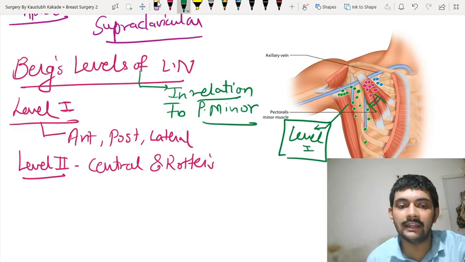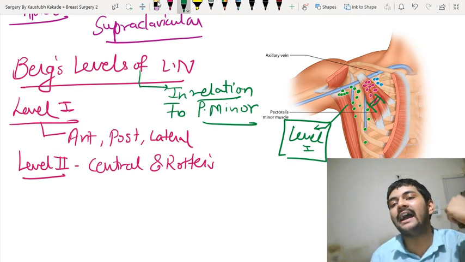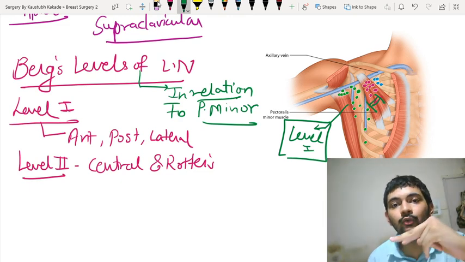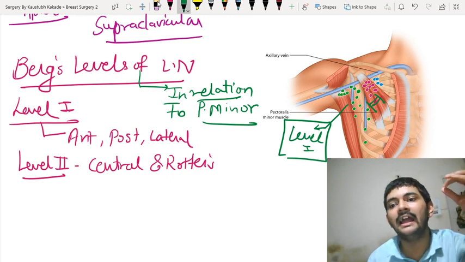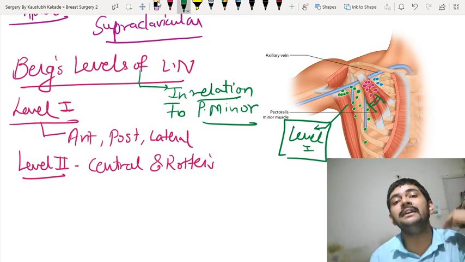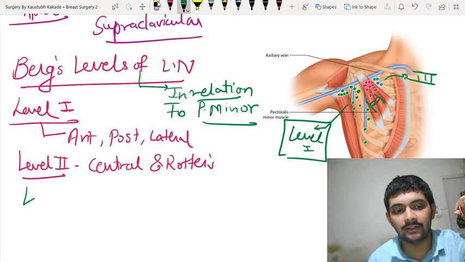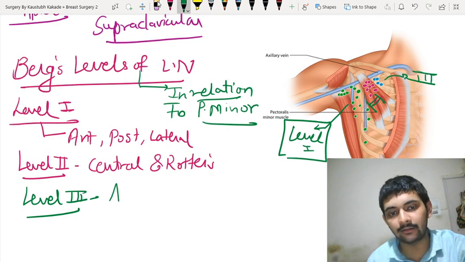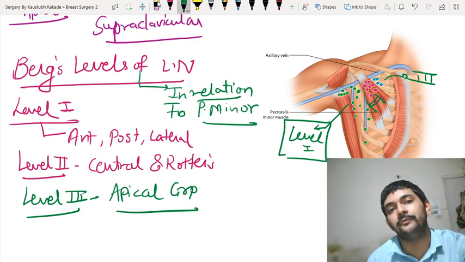Whereas level 3 is going to be above and medial. Level 1 is below and lateral to the pectoralis minor. Level 2 is directly behind the pectoralis minor. And level 3 is medial and above the pectoralis minor. That will be your level 3, and level 3 is going to be the apical group of lymph nodes. So that is what we mean by the levels of lymph nodes.